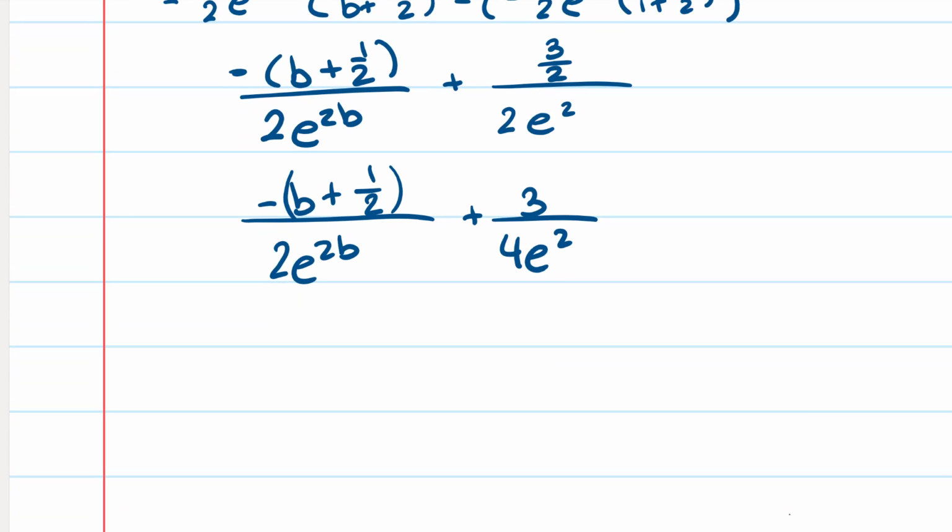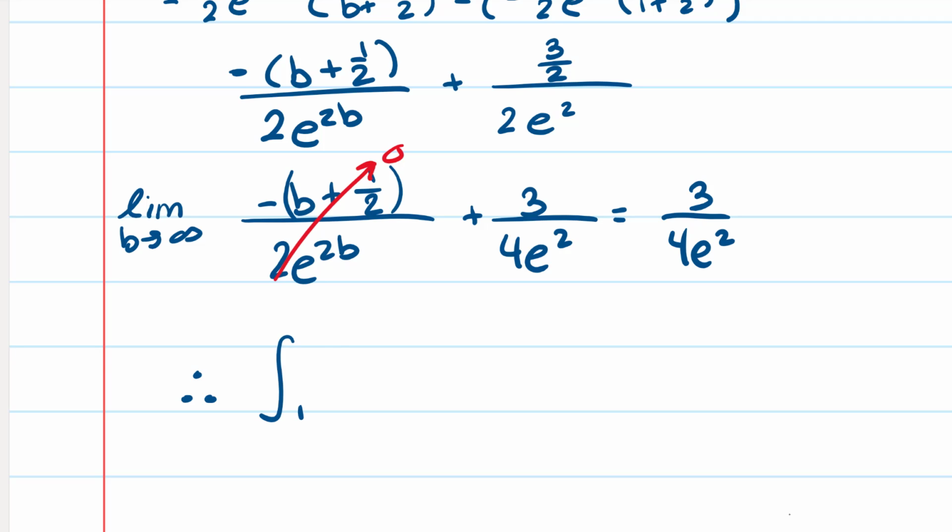Then the next step is to take the limit. So we're going to have the limit as b approaches infinity. And again, e grows faster than b, so this whole thing goes to 0. So I get that this is equal to 3 over 4e squared. So the integral from 1 to infinity of x e to the negative 2x is equal to 3 over 4e squared.